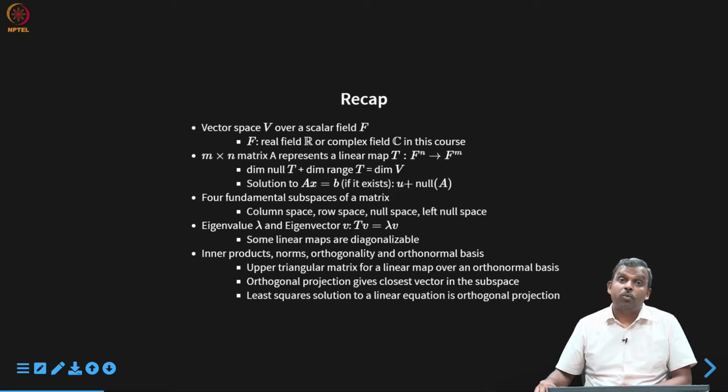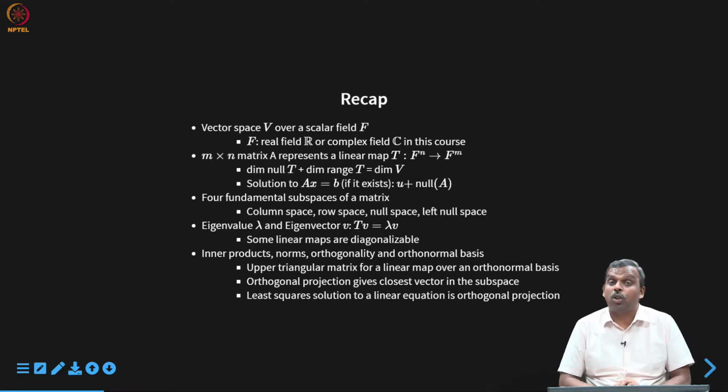A quick recap. We've been looking at vector spaces over a real or complex field. We saw how linear maps are very important to understand what goes on in vector spaces, and linear maps have this nice fundamental theorem. There is a matrix representation and 4 fundamental subspaces for a matrix. In particular, these invariant one-dimensional subspaces, eigenvectors and eigenspaces and eigenvalues are very important to understand linear maps particularly well. Diagonalizable linear maps are easy to deal with, and we saw how inner products and norms and this notion of orthogonality help us tremendously to simplify things in understanding linear maps.